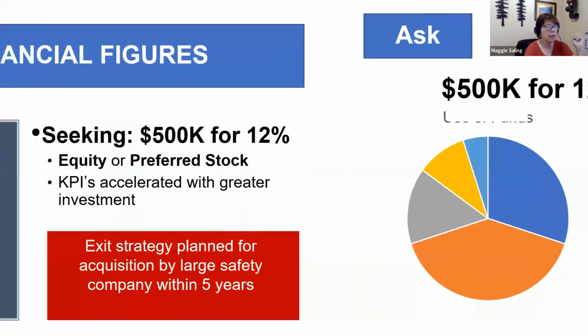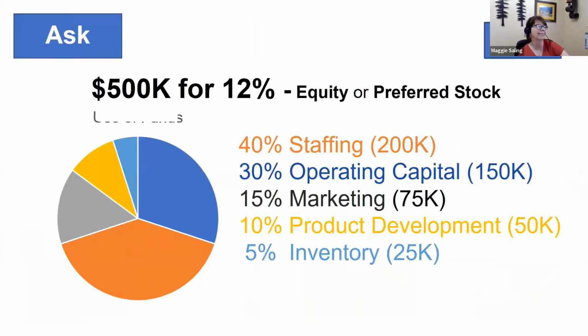It could be remade. Oh, I did. I remade it. So I used a pie chart. I kept the colors that they were using, and it says $500K for 12%, 40% towards staffing, 30% for operating capital, and the rest. So this is just a much clearer slide.